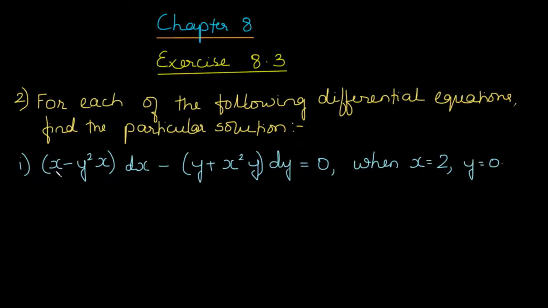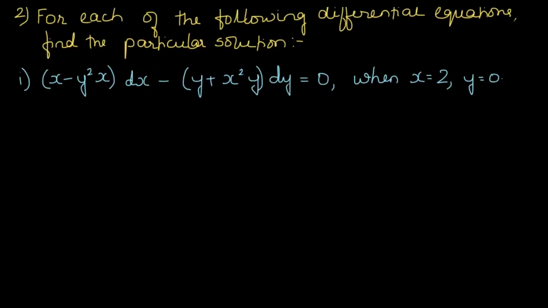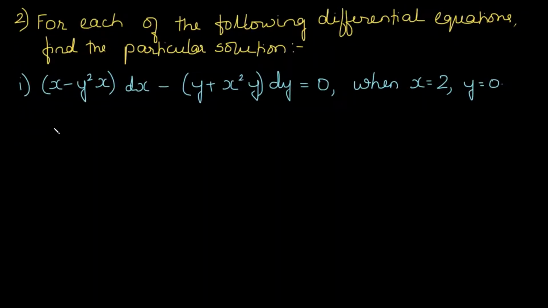So the first sum here: (x − y²x) dx − (y + x²y) dy = 0. We have to find the particular solution of this differential equation. We have to first solve this and find its particular solution when x = 2 and y = 0. So the first step here is solving the equation. Now let us try to see if we can separate the variables. If you remember, we are doing the variable separable method. So suppose we can separate the variables, then we can solve it directly.